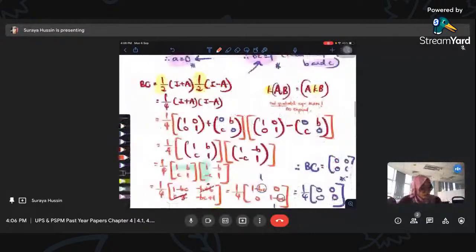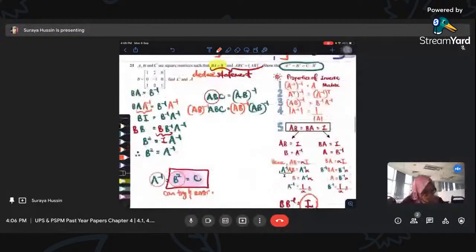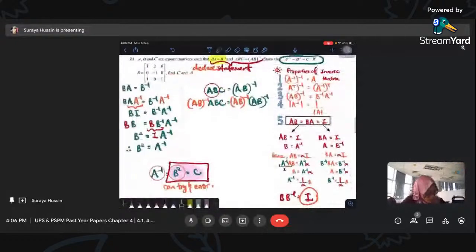Don't move. Saya takut kamu tak nampak. Ini dua perkara berbeza ya. I need to make a line here. This is two different statements. So now, saya nak letak AB inverse di bahagian hadapan. Sebab apa? Nanti saya berjumpa dengan identity matrix.